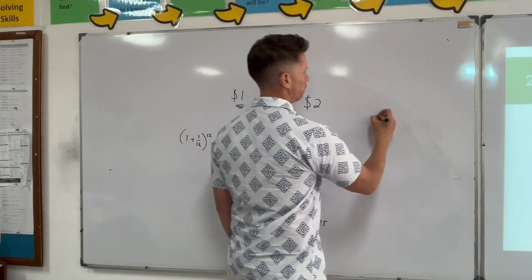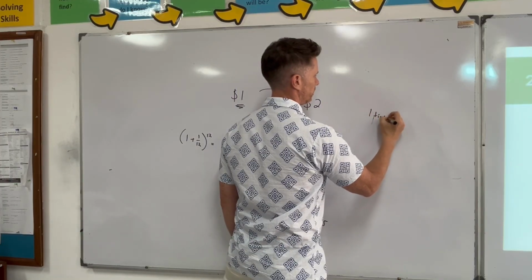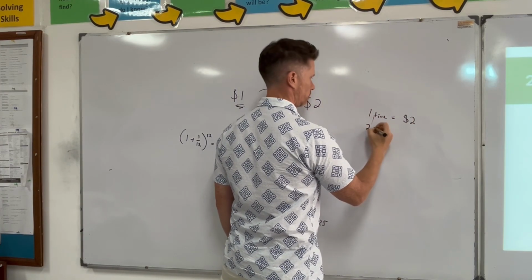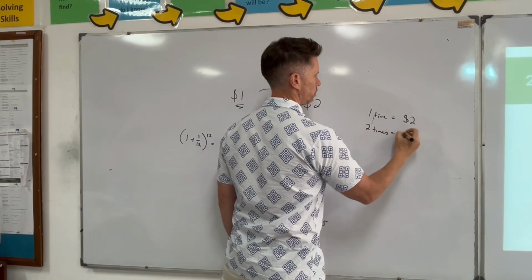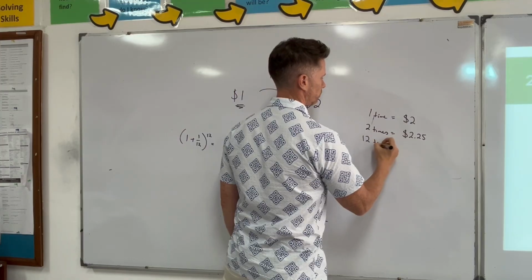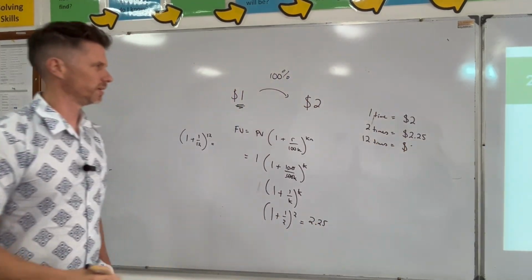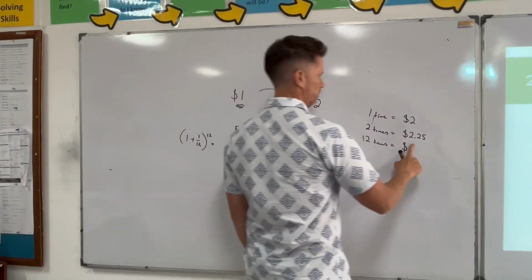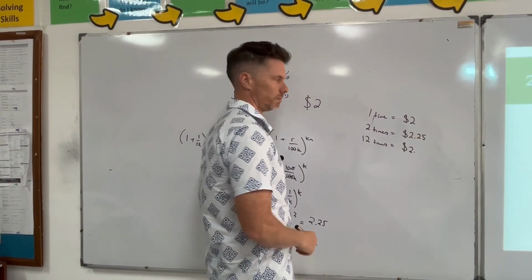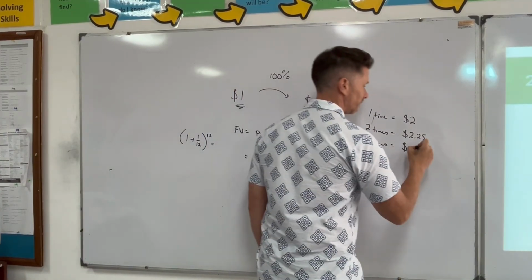One time a year, it's $2. Two times a year, it's $2.25. 12 times, what is it? 13 over 12 is our base. Can you get me it as a decimal? Is it going to be more than 2.25? It should be. Just do it as a decimal.